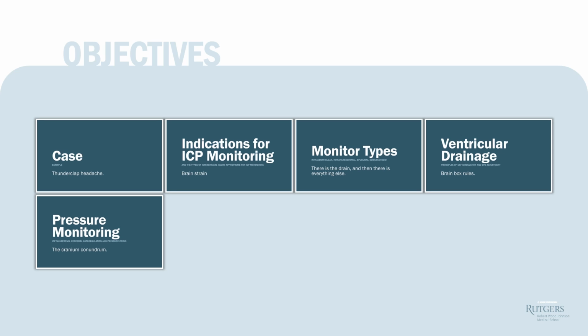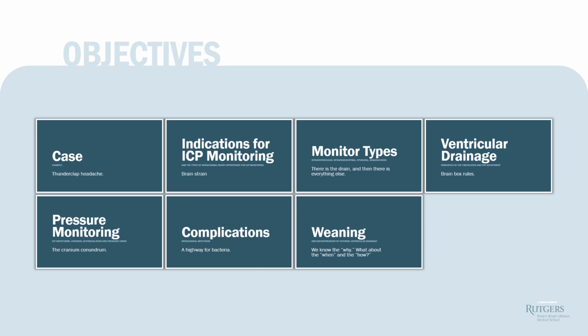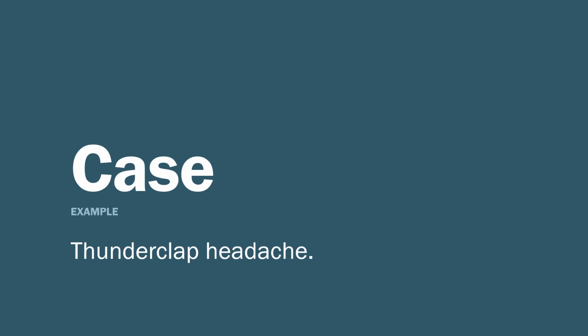After a review of intracranial physiology and cerebral autoregulation, we will discuss pressure monitoring and the early steps to addressing elevated intracranial pressure. And we will conclude with a review of external ventricular drainage complications and the approach to weaning and removal. You can use the chapter markers below to jump between sections. Let's begin with a case.